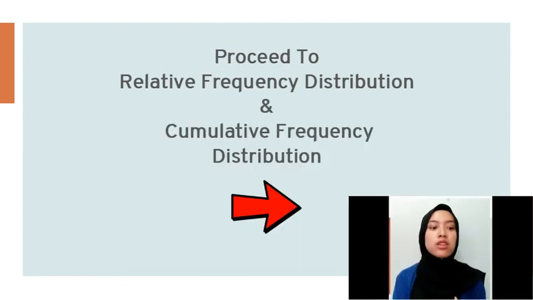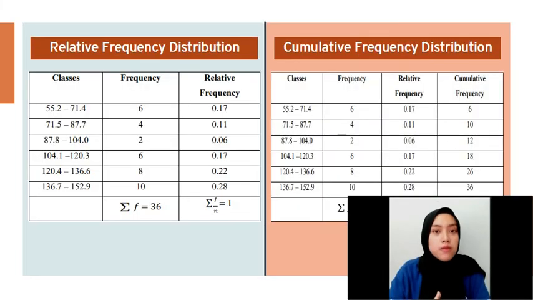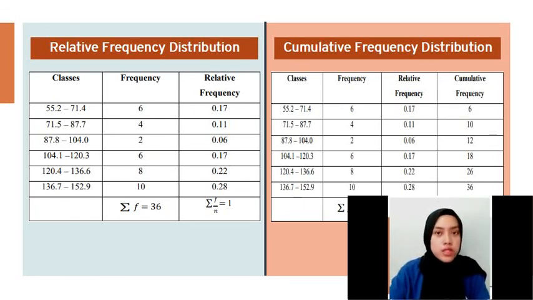We proceed to the relative frequency distributions and the cumulative frequency distributions. For the relative frequency distributions, we get the value for the relative frequency by dividing the frequency of each class by the total number of frequency. And the total of the relative frequency will be equal to 1.